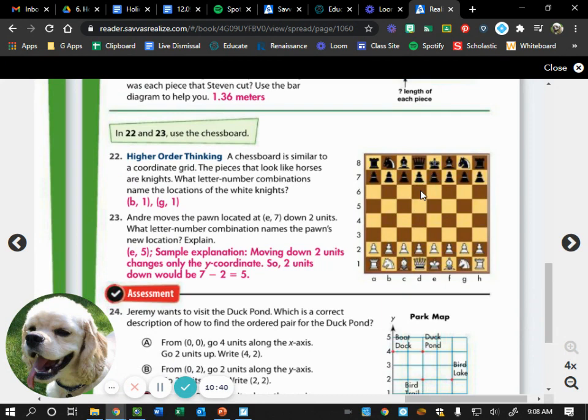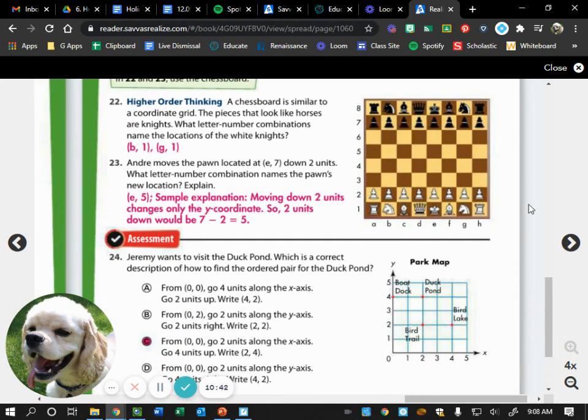Yes, that's 22. How do we feel about 24, 5th grade? And if you got B, that's okay. That one was tricky. They had the right directions and then they told you the wrong coordinates. How do we feel about 24? Okay. Nice job. All right.